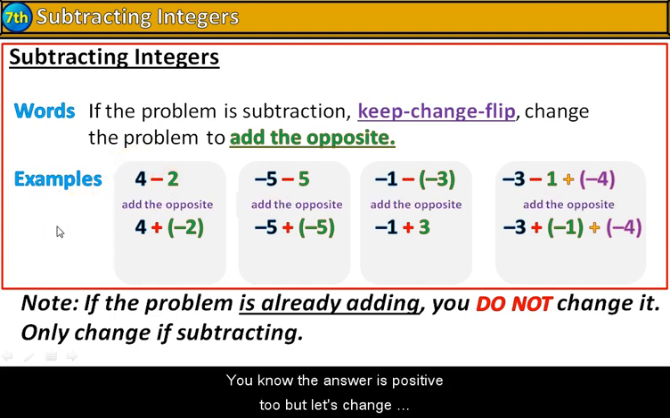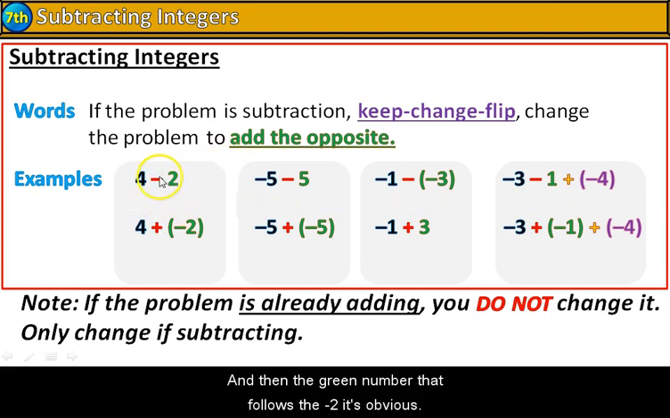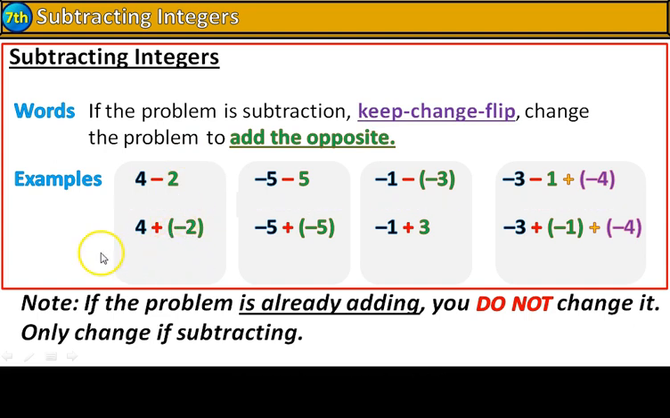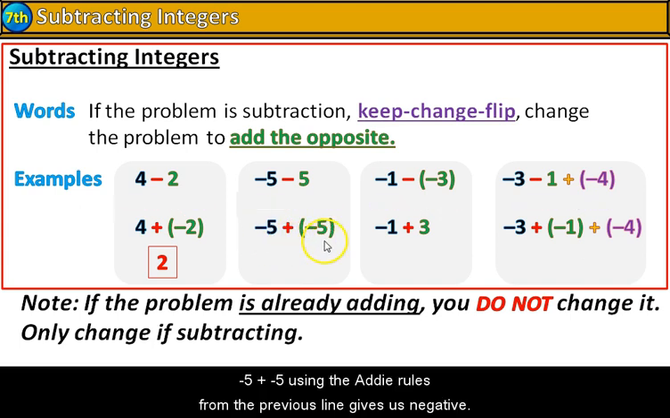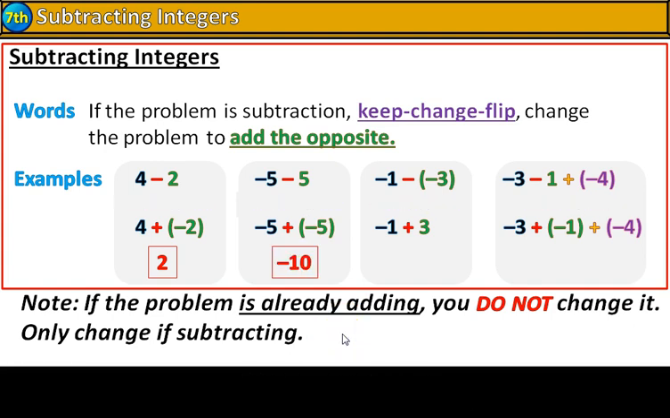So, in the first example, we have 4 minus 2. We know the answer is +2, but let's change the red minus sign to adding, and then the green number that follows the minus to its opposite, 4 plus -2. The result is +2. How about -5 minus 5? We change the minus sign to plus, and we change the 5 to its opposite, -5. So -5 plus -5, using the adding rules from the previous slide, gives us -10.